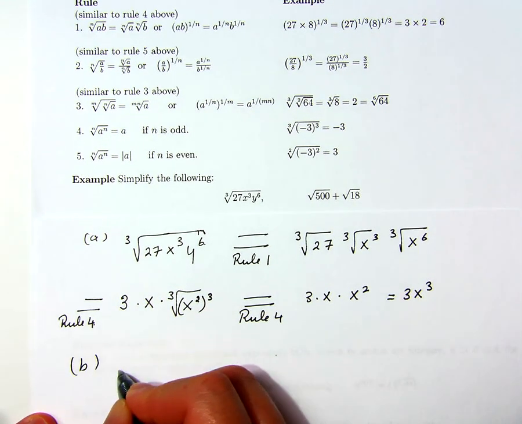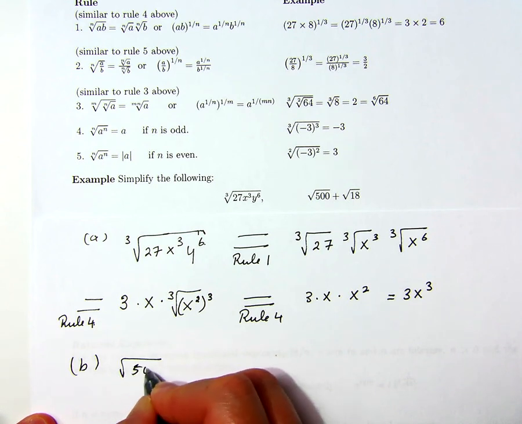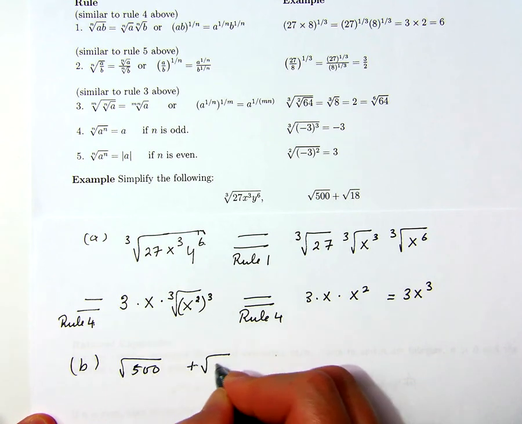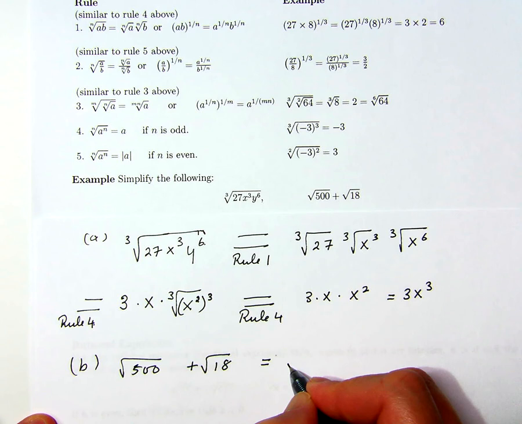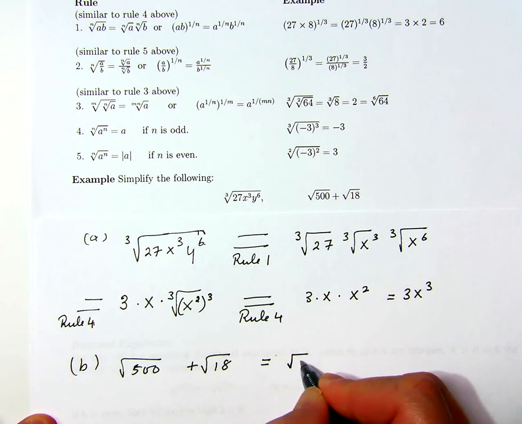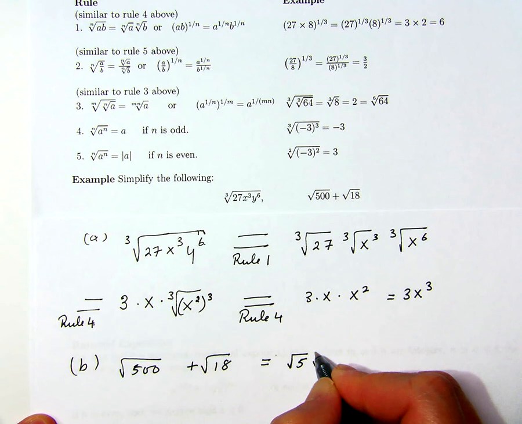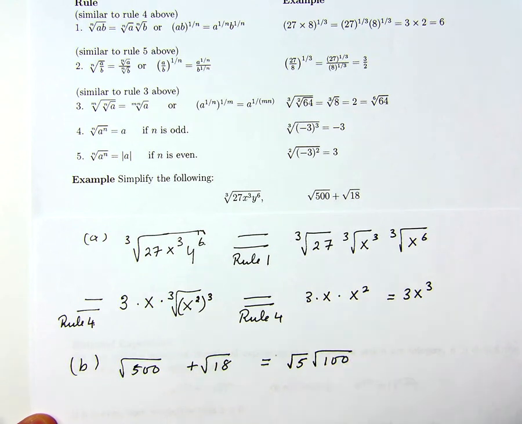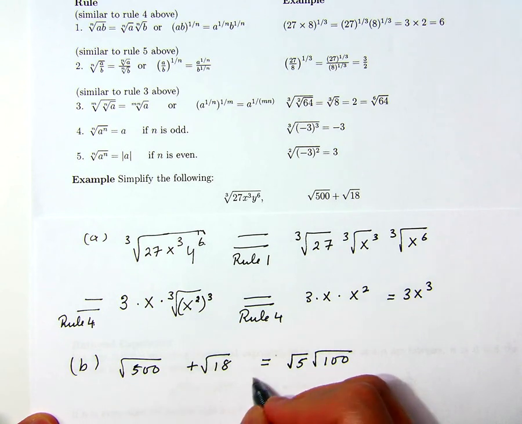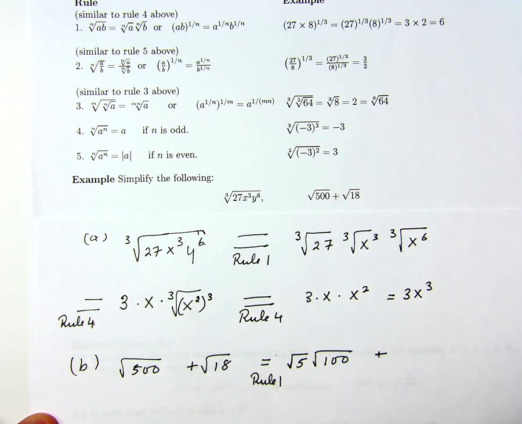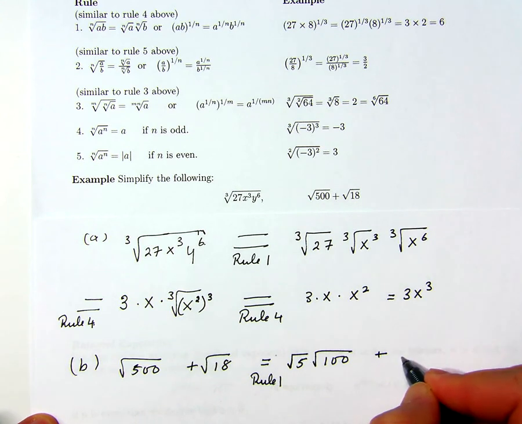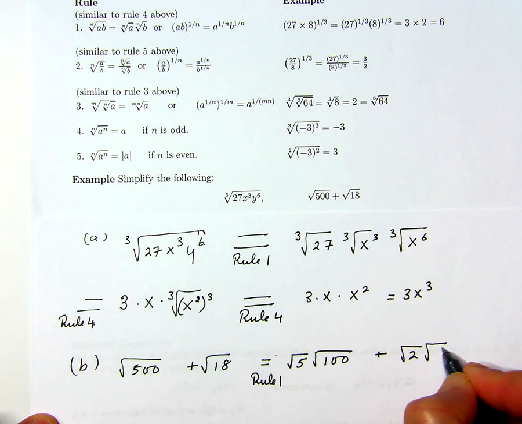Let me try b, which is the square root of 500 plus the square root of 18. Now I'm going to factor this into something more manageable, something that I know square roots of. So this is the square root of 5 times 100, and this is using rule number 1, plus the square root of 2 times 9, which is the square root of 2 times the square root of 9.